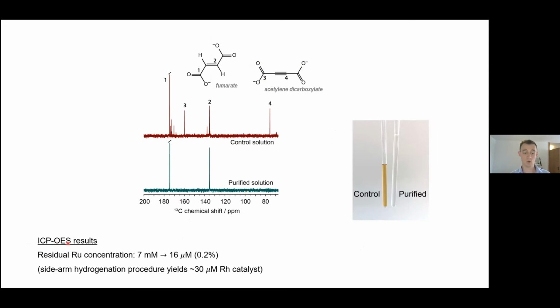And with ICP-OES, we've determined the residual ruthenium catalyst concentration to be 16 micromolar, so 0.2% of the initial concentration. And just for comparison, the sidearm hydrogenation procedure yields something like 30 micromolar rhodium catalyst left over in the aqueous solution. So very much comparable with the sidearm hydrogenation procedure. I don't know how toxic the ruthenium catalysts are, so I can't comment on whether this value is low enough for use in humans or not.